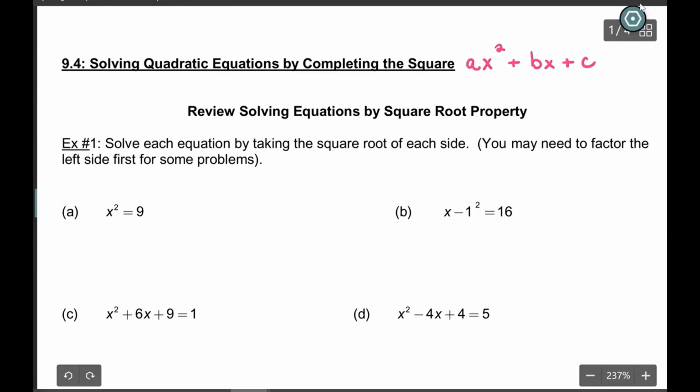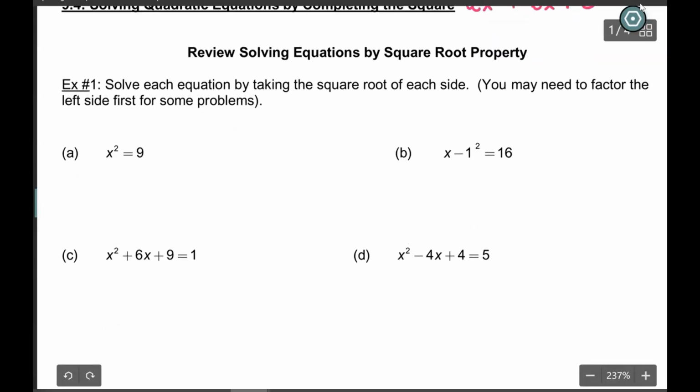And sometimes we actually have a coefficient in front of x squared, all right? So what we want to do is we're going to try to solve these in a different form, other than factoring. So before we do that, we want to review solving equations by the square root property. Square root property is when we want to get rid of the square. And the only way we can get rid of a square in this case is to take the square root.